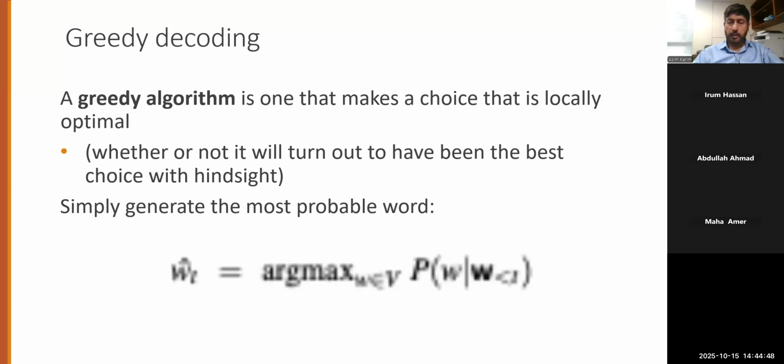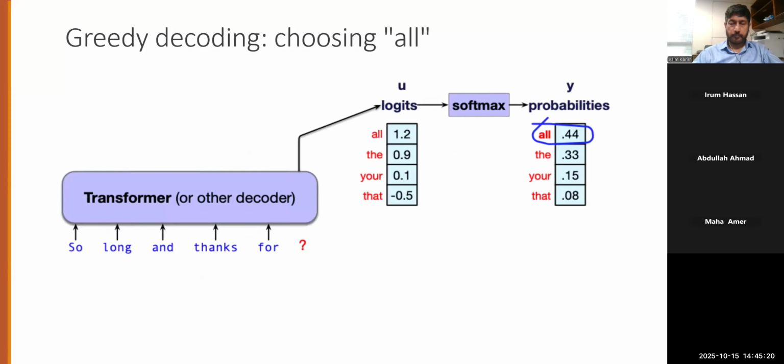So we have already talked about greedy decoding. So the word that is the most probable is outputted. Okay, so it generates the most probable word. It is locally optimal, but it may not be optimal if you are generating a whole sequence of words. Okay. So whatever the maximum probability is, you will generate that. So this is an example of greedy decoding.